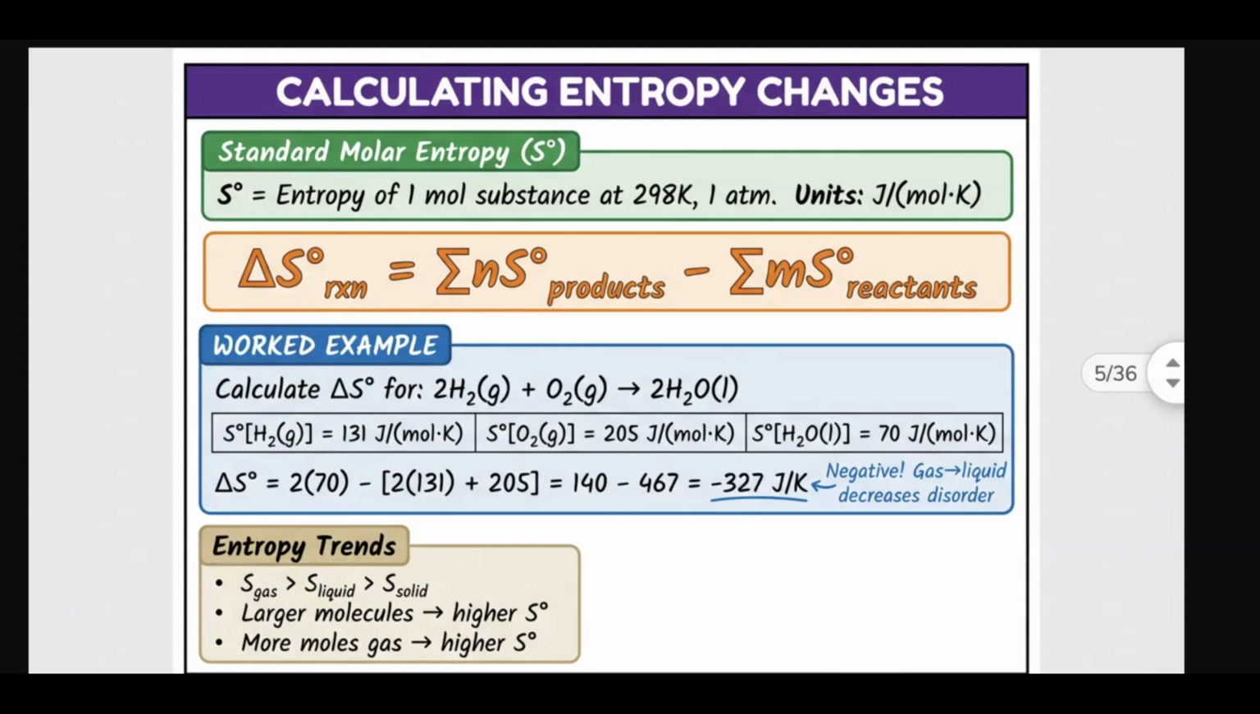So the key trends to remember for entropy are that the S of gas is always way greater than the S of liquid, which is greater than the S of solid. Larger, more complex molecules have higher entropy. Reactions that produce more moles of gas increase entropy.